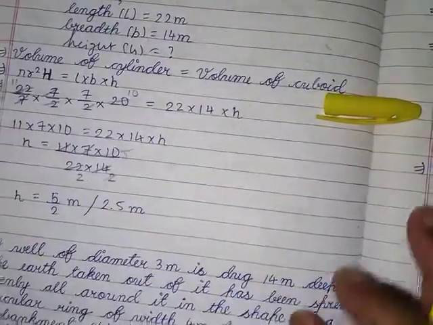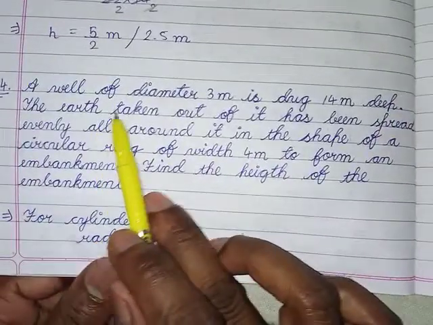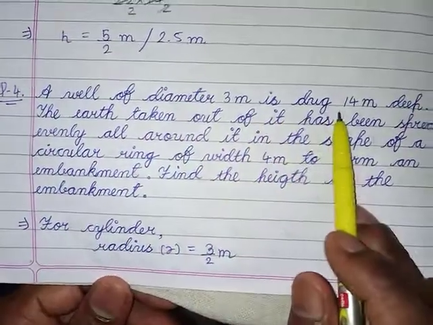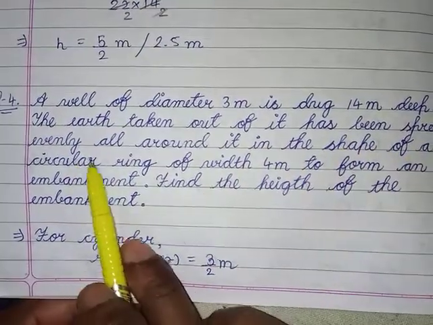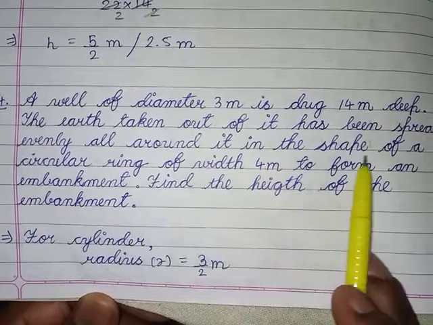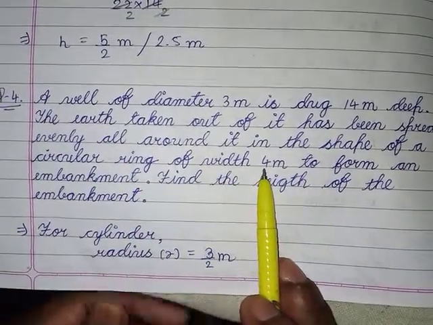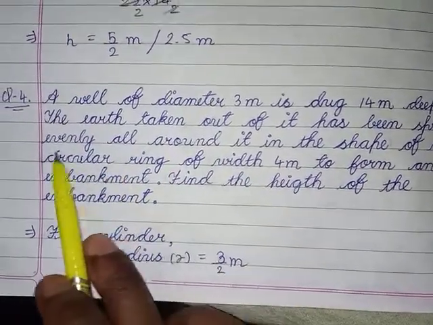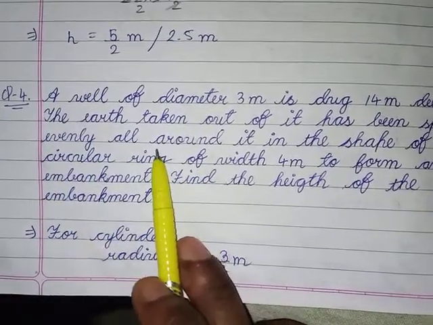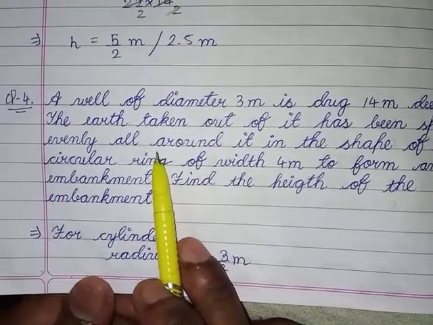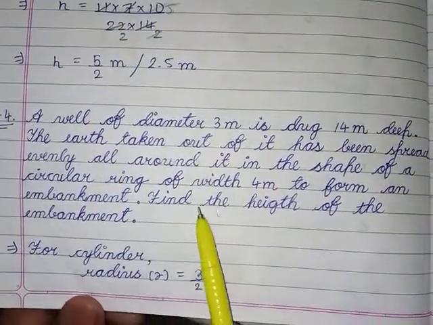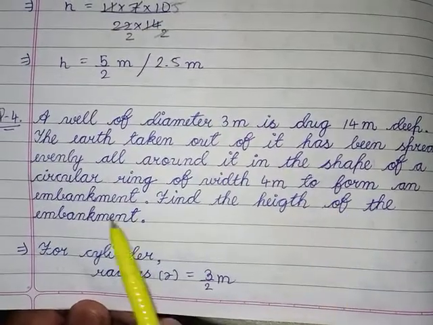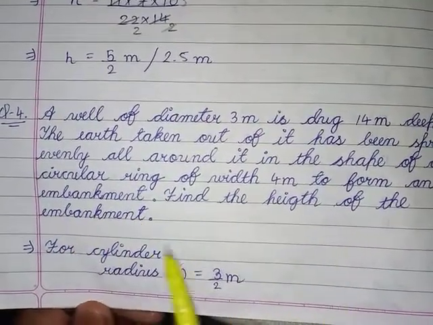Is it clear? Okay, so see here, a well of diameter 3 meter is dug 14 meter deep, and the earth taken out has been spread evenly all around it in the shape of a circular ring of width 4 meter to form an embankment. Find the height of the embankment. So don't get confused by circular ring. It is a cylindrical form because you are raising the height. It is not circular; it is a cylindrical form because the well itself is cylindrical.